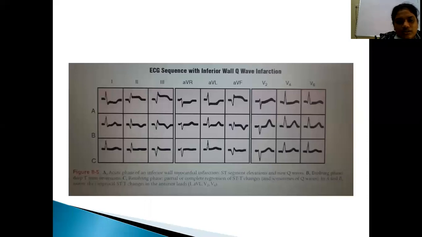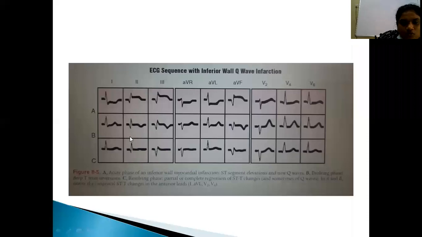Initially, in the acute phase, we are able to see ST segment elevation in the inferior leads, 2, 3 and AVF. Here we are able to see the ST segment elevations, right? And then new Q wave formation we can also see. This is the Q wave in the second, third and AVF leads.